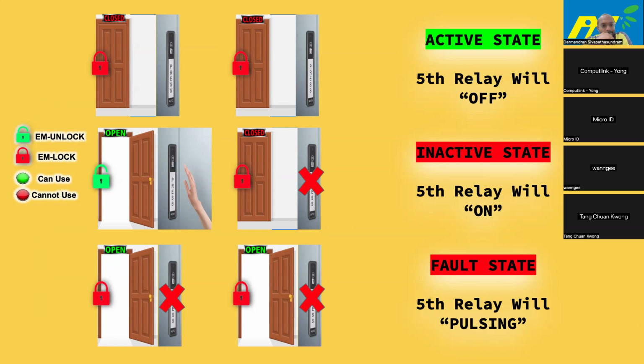For some reason, which is not supposed to happen, if both doors are open, then it becomes the fault state, where the green and red lights will be switching with a pulse: green, red, green, red, green, red. They'll be pulsing one after another. This will indicate that something has gone wrong. This is not supposed to happen, but just in case, if it does, we have a warning sign.